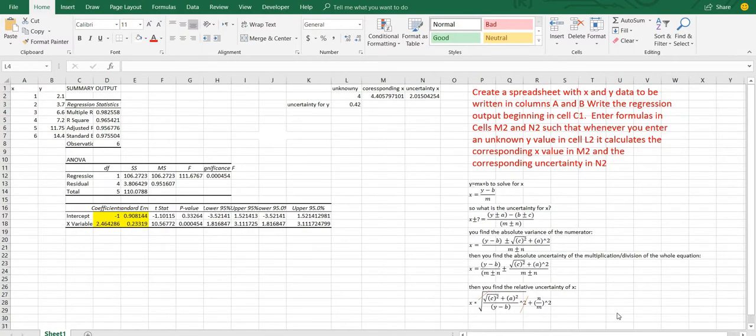I understand that this can be difficult to create when you want to create a formula for the uncertainty of x, but make sure you follow one step at a time and you will understand it and it will make sense. I hope you understood the video, and I hope you can now formulate formulas for the uncertainty of x and the corresponding x.